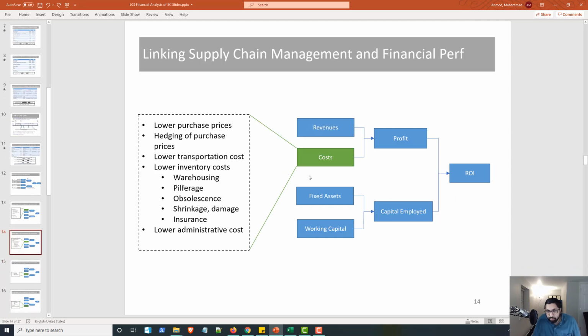Now let's look at the second driver, cost. This is kind of obvious. A lot of cost is under the control of the supply chain department. Purchasing prices, the sourcing team, the purchasing team under supply chain, hedging of purchase prices. A lot of companies which buy a lot of raw materials, like a lot of metals, platinum, a lot of lithium for batteries, a lot of alloys, aluminium, copper, zinc, that sort of stuff.